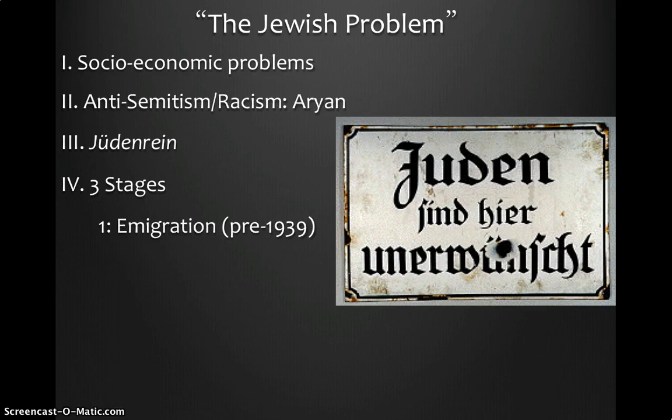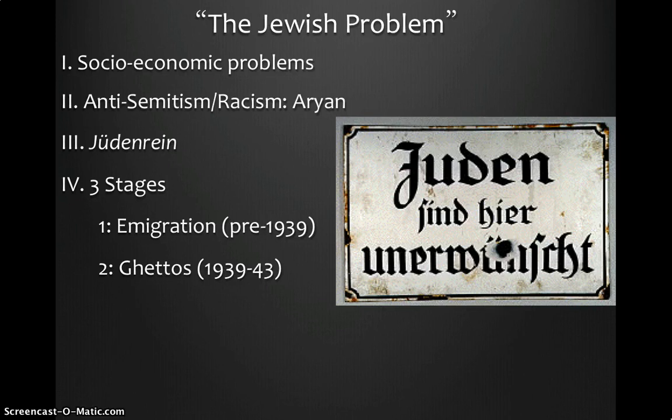The United States actually is one of those places, because there's an infamous example of a ship full of Jewish refugees. The ship was known as the St. Louis, that was turned away by U.S. authorities and forced to return to Europe, whereupon most of the people who were on those ships ended up being exterminated. Stage two was the ghettoization of the Jews, and this occurred predominantly between 1939 and 1943.